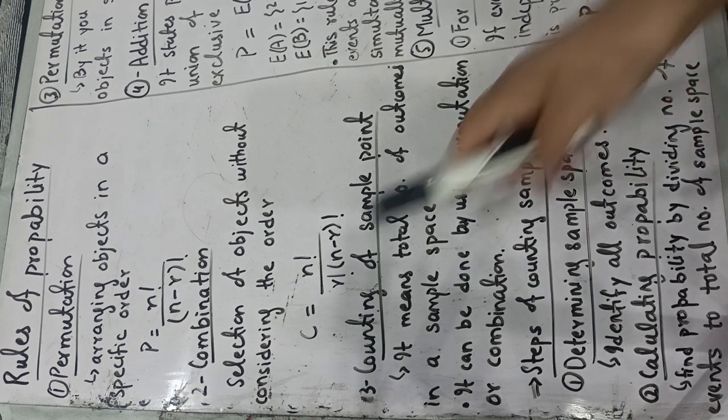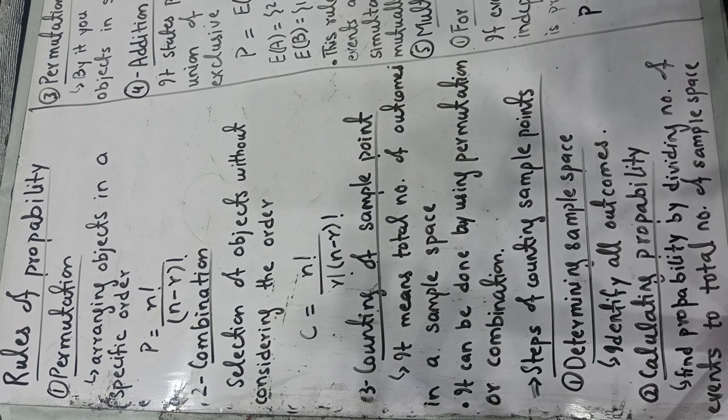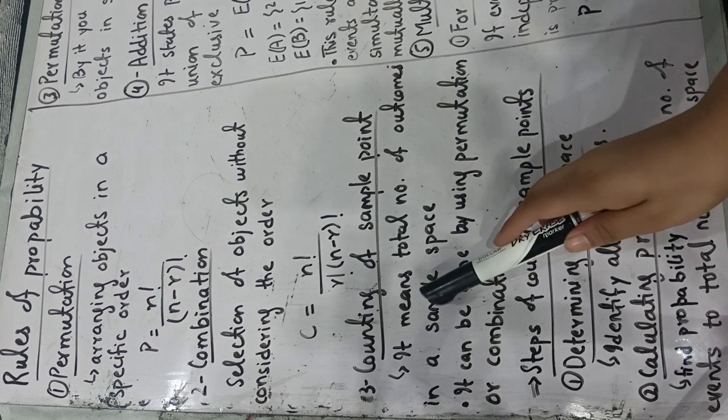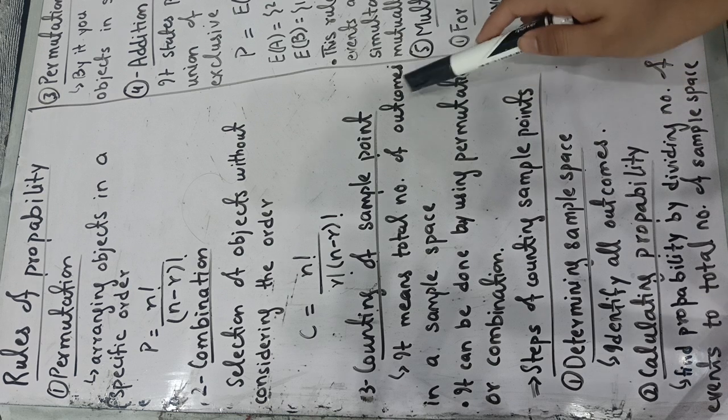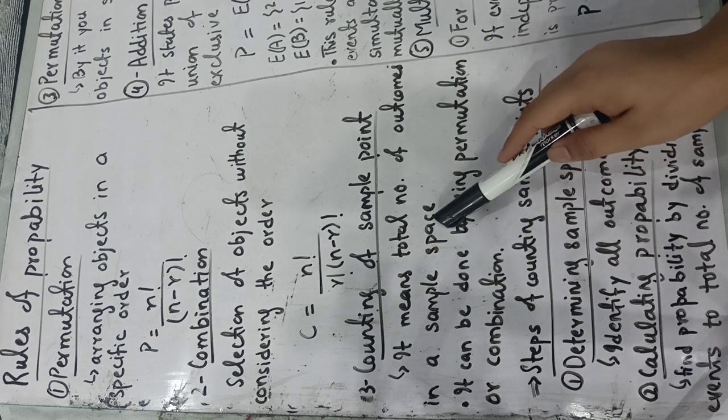Third rule is about the counting of sample points. Actually, the counting of sample points is not a rule, but it is a concept which is used to solve the questions of probability. So don't consider it as a rule, but I have written it because your book has written it. What it means is the total number of outcomes in a sample space.